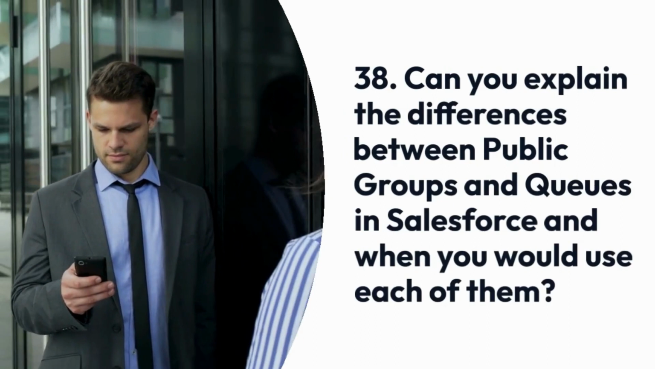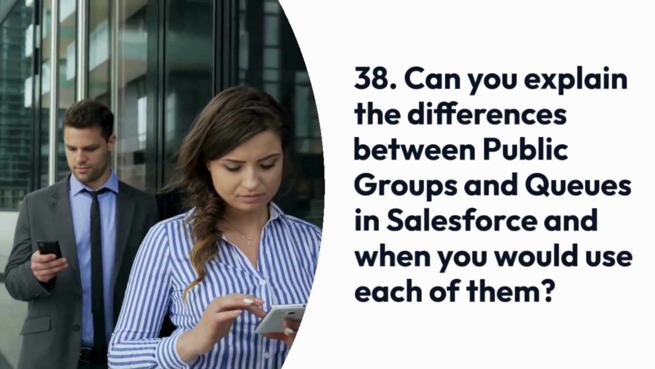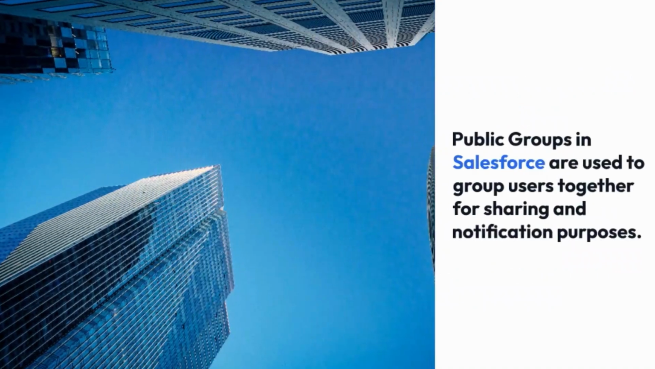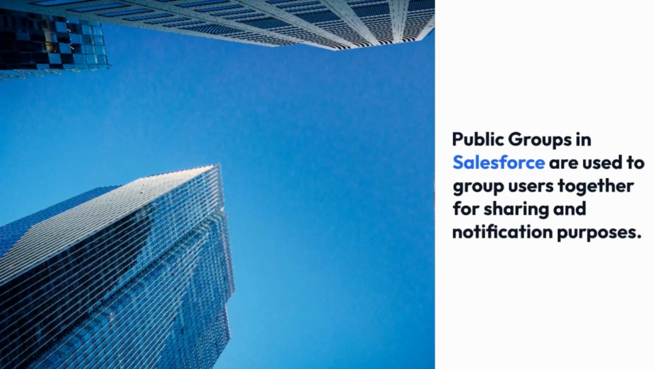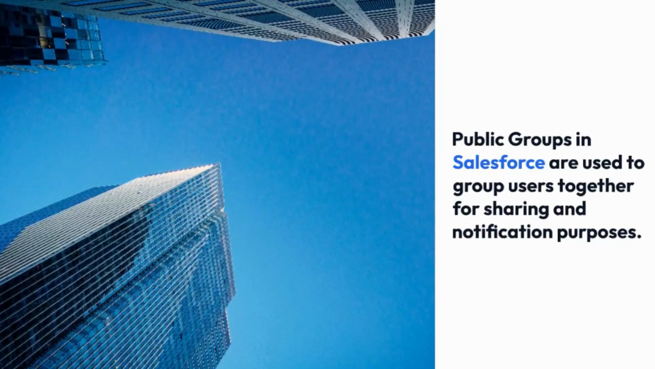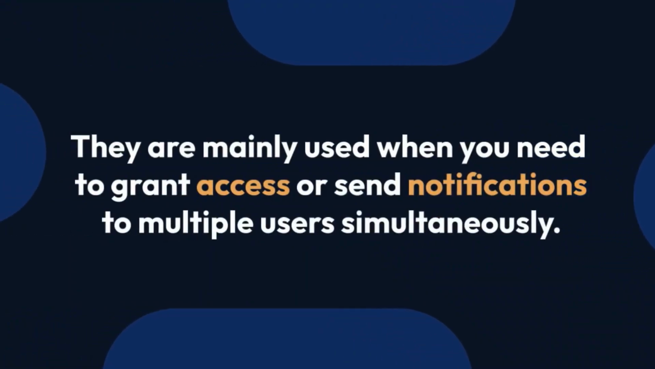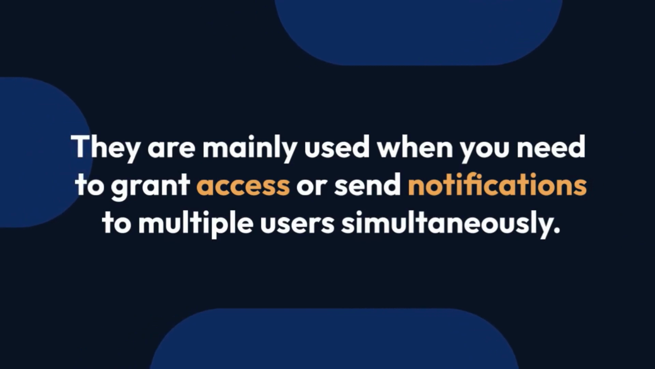38. Can you explain the differences between public groups and queues in Salesforce and when you would use each of them? Public groups in Salesforce are used to group users together for sharing and notification purposes. They are mainly used when you need to grant access or send notifications to multiple users simultaneously.